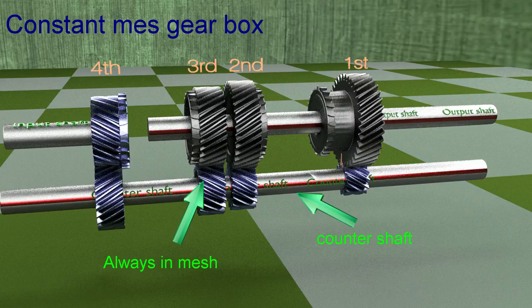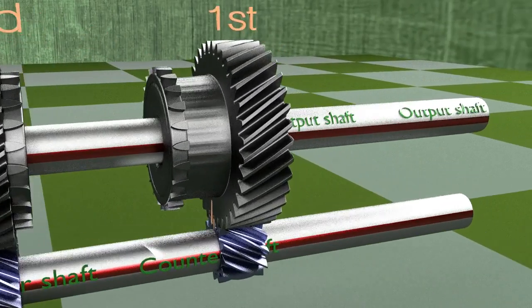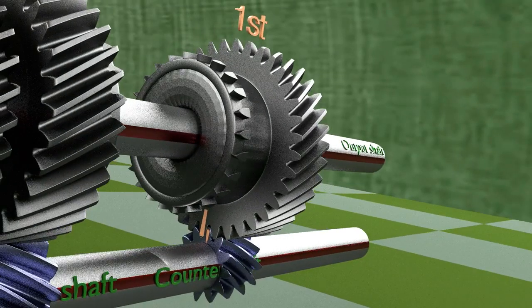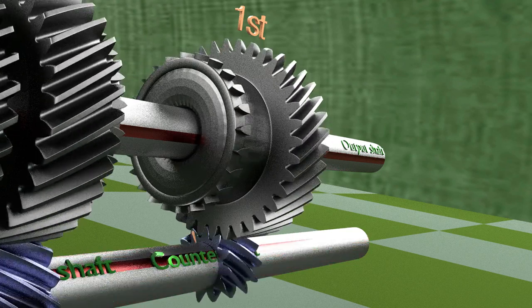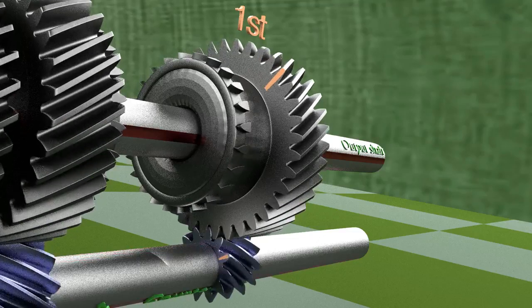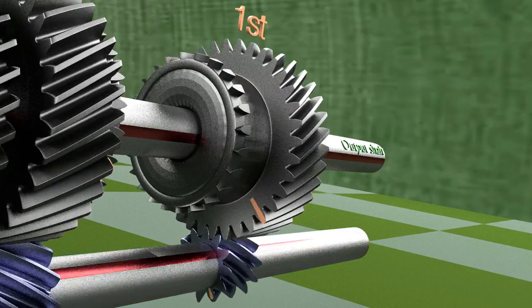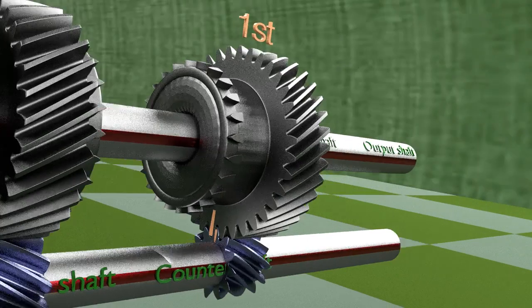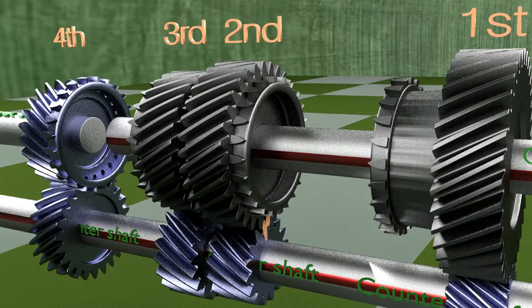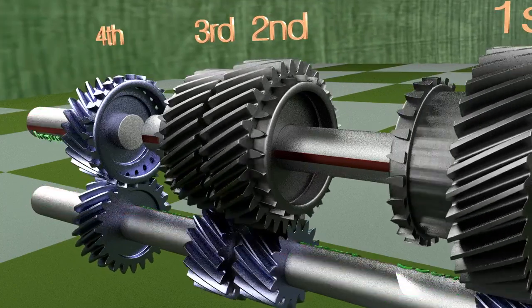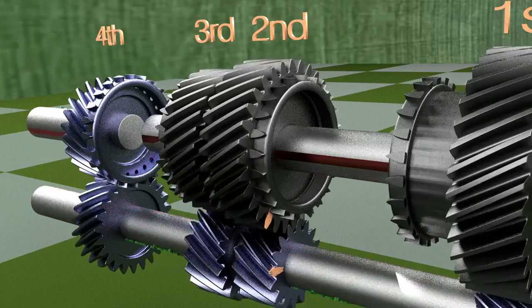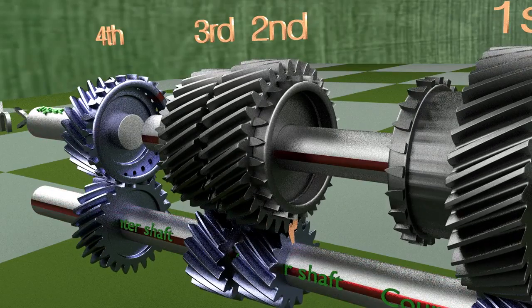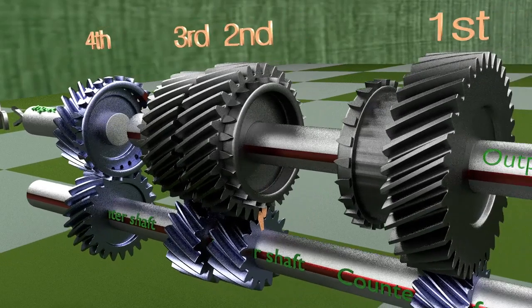For example, for the first gear, the larger gear has 3 times the teeth on the smaller gear. Therefore, the larger gear turns 3 times slower than the smaller gear and can transmit 3 times the torque available at the counter shaft. Similarly, for the second gear, the number of teeth on the larger gear is 2 times the number of teeth on the smaller gear. Therefore, the larger gear turns 2 times slower than the counter shaft. In fact, all the gears on the output shaft rotate at different speeds according to their gear ratio.